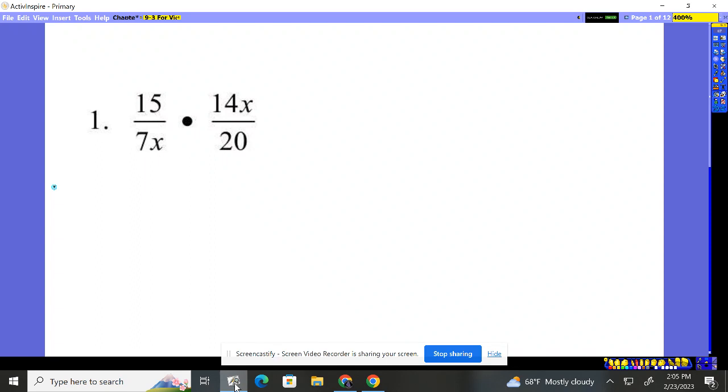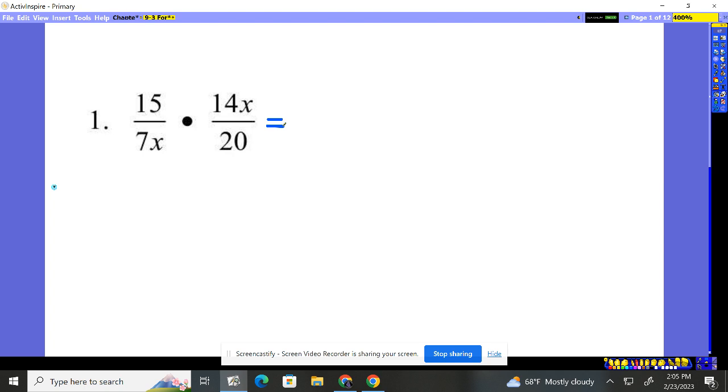Look at number 1 here. We're multiplying. We could, if we want, just multiply across top, multiply across the bottom, and then simplify. But you'll see the numbers get quite large. So maybe, looking at this, we could simplify before we do all the multiplication.